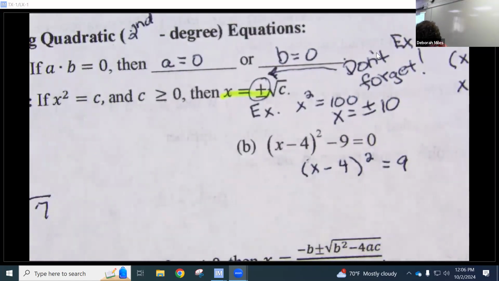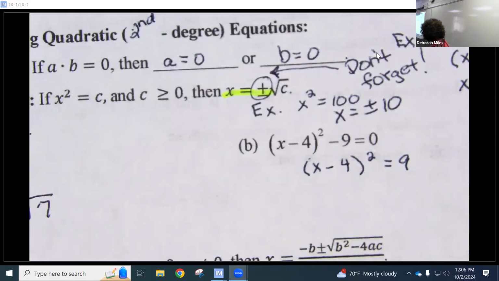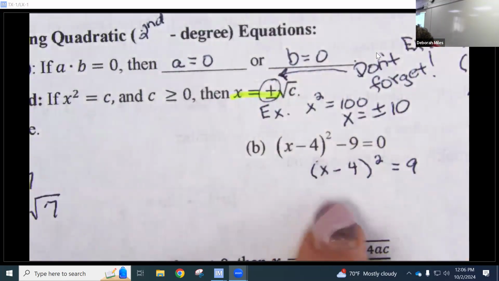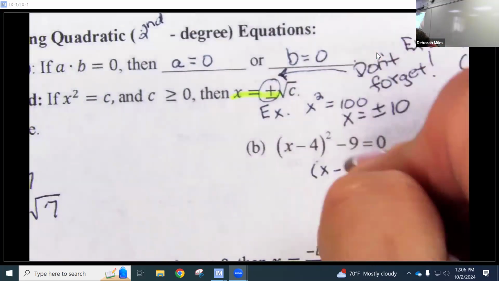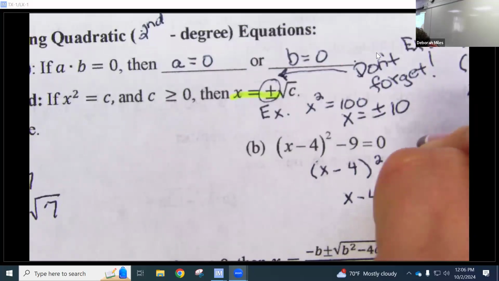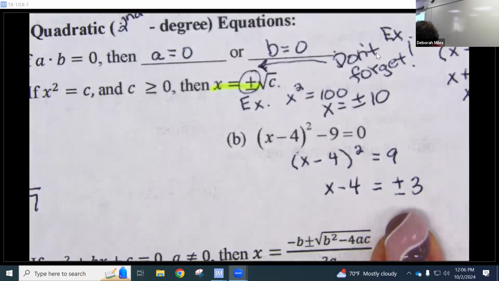And when I take the square root of both sides, what bells and whistles go off? Don't forget the plus or minus. If x minus 4 squared equals 9, then x minus 4 has to equal either positive 3 or negative 3. You can write it plus or minus 3.